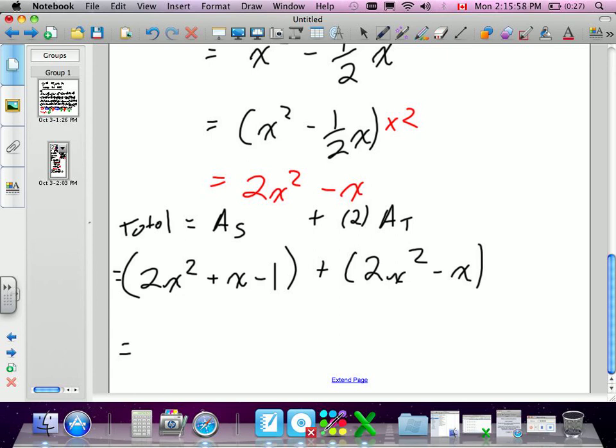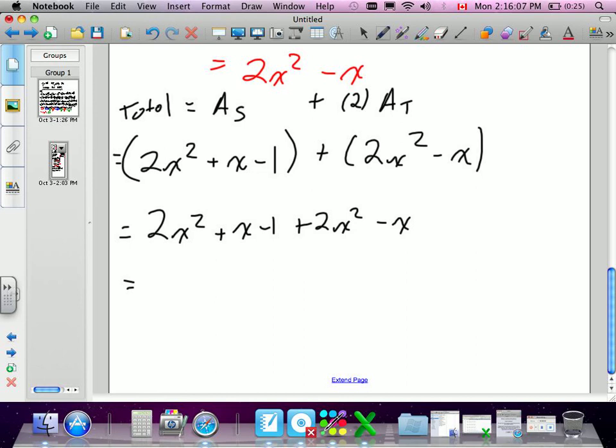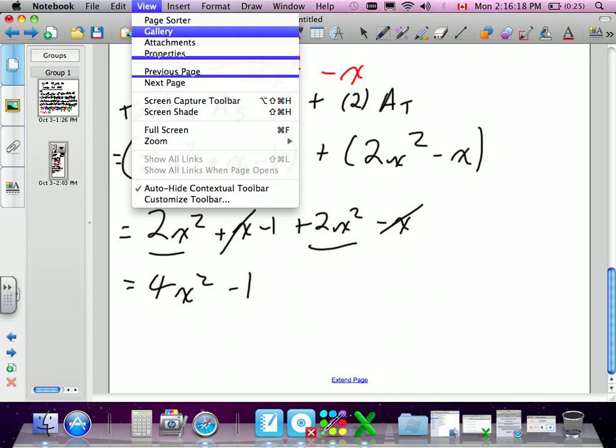Alright, so now we just got to simplify terms. 2x squared plus x minus 1 plus 2x squared minus x. The area of this entire shape, 4x squared minus 1. These cancel out, minus 1. Area of that shape is 4x squared minus 1.